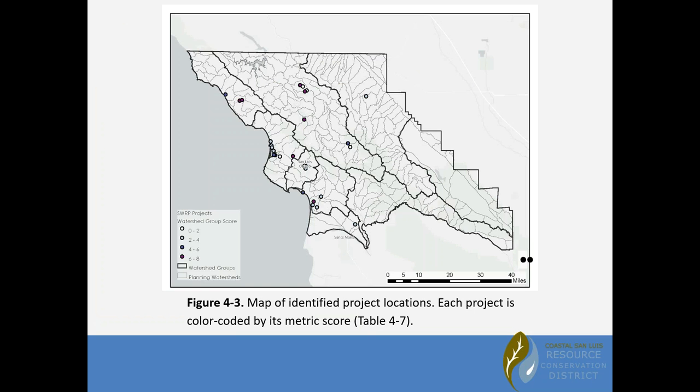So all of the projects that have been submitted to date, it's about 30 projects, are identified on this countywide map here. And they're color-coded by the metric score. And so this metric score came out of the prioritization that you can read more about in the draft plan.